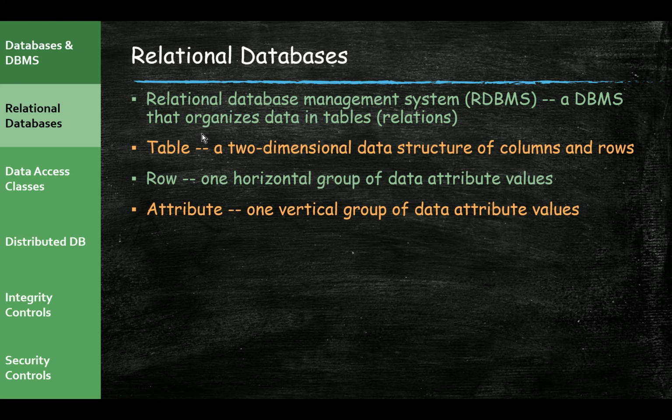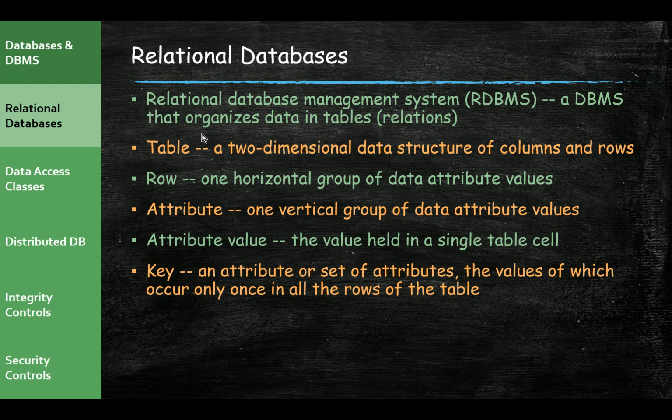Again, I don't think I need to expand too much on what tables, rows, and attributes, aka columns, are. So column would be another name for an attribute. But these are the technical terms that you have to be familiar with. An attribute value is the value held in a single cell in the table. So just like in Microsoft Excel, that single cell would be the attribute value.